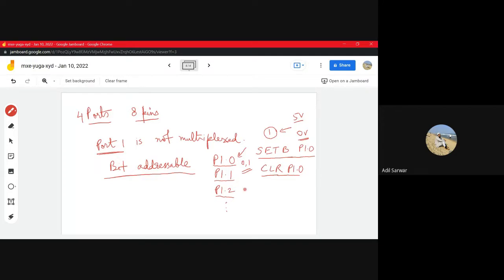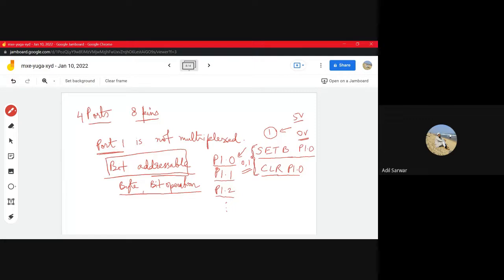Similarly, you can access any pin of any of the 4 ports and program it independently. So this is what is meant by bit addressable and bit programming. So both byte operation and bit operation are possible in 8051.